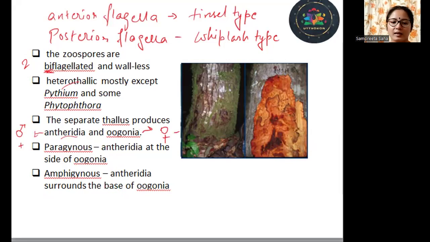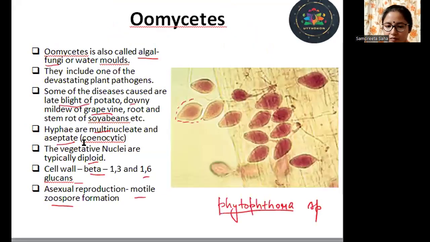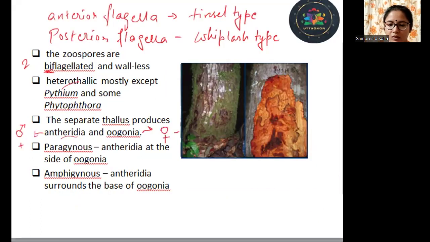In the previous slide, I have mentioned a disease, sudden oak death, a disease caused in the oak trees. So here you can see what the condition is of the plant. The fungi has literally damaged the bark of the tree. So this is a pretty devastating group if you analyze. So this is all about the group Oomycetes.